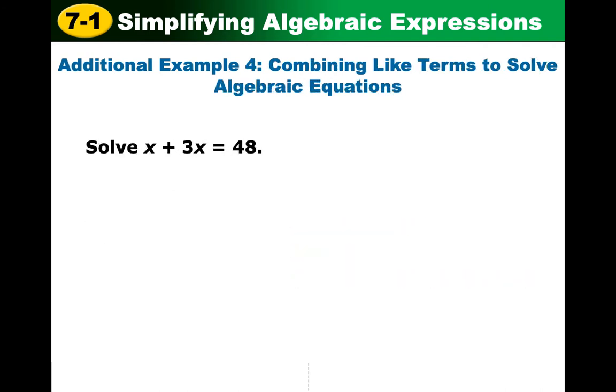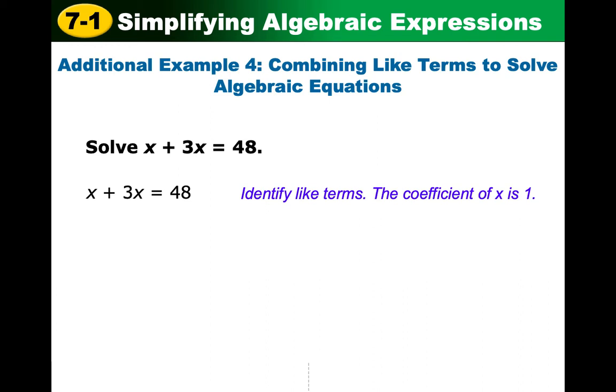The next one is combining like terms to solve algebraic equations. In this example, we're going to combine like terms to solve an algebraic equation. It says solve x plus 3x equals 48. So x plus 3x, let's find the like terms. Well, the coefficient of the first x is 1. So you have a coefficient of 1x and a 3x. You can combine those and get 1 plus 3 equals 4. So you get 4x equals 48.